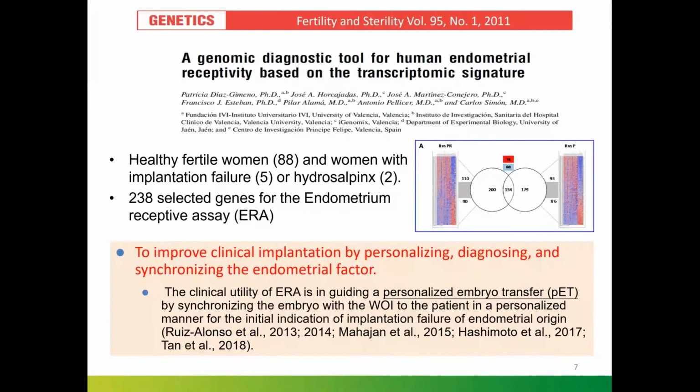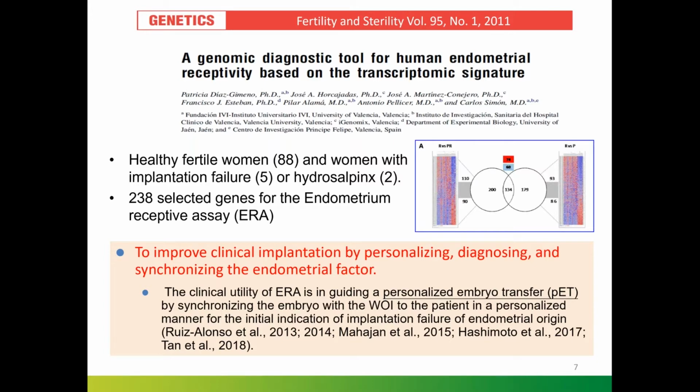The team of Carlos Simon studied a genomic diagnostic tool for human endometrial receptivity based on the transcriptomic signature. They collected endometrial samples from 88 healthy fertile women and 5 women with implantation failure. There were 238 genes selected for the endometrial receptivity assay to improve clinical implantation by personalized diagnosing and synchronizing the endometrial factor.